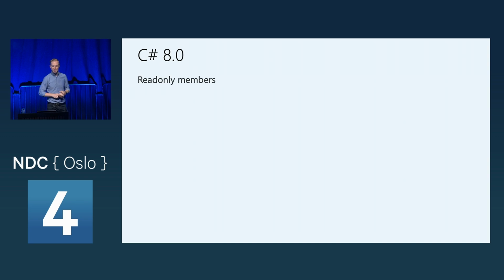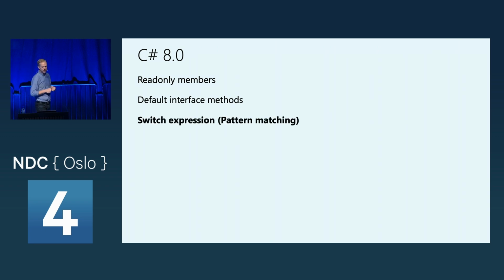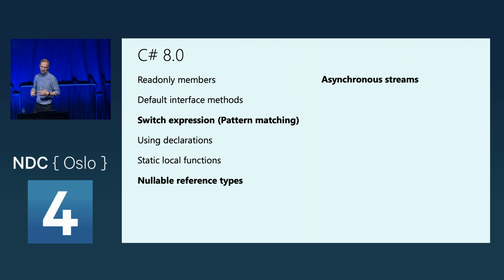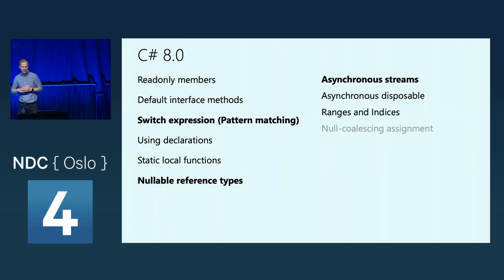So, some highlights from C# 8. They introduced a true way of doing read-only members. You can have default interface methods, and we're going to look at a few of these in just a moment. Switch expressions, which are pattern matching enhancements, using declarations, static local functions. There's a lot of things that were added in C# 8 that will help us express ourselves a little bit differently. I've highlighted a couple of these here, which are the important features.